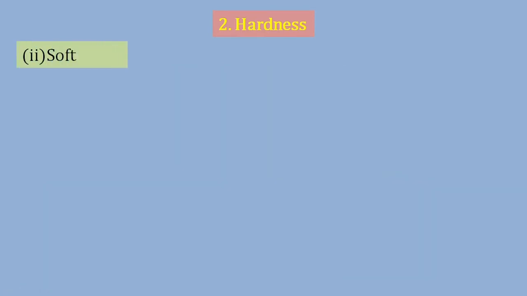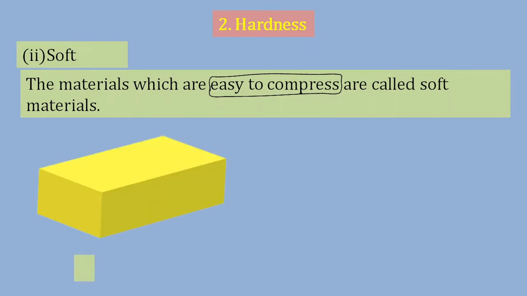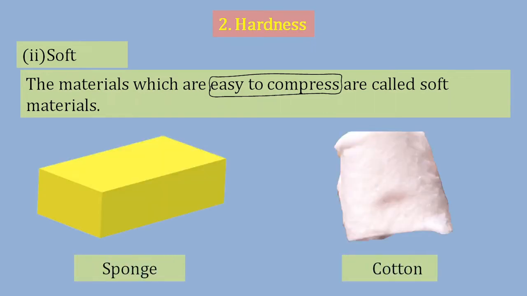Second are soft. The materials which are easy to compress, which means if we apply force on them even with our hand, they will change their shape and size. Examples are sponge and cotton. If we try to compress them with our hand, they will change their shape or size. So these are soft materials.